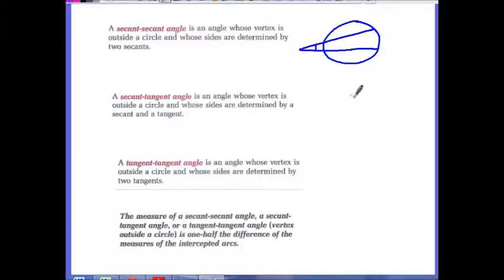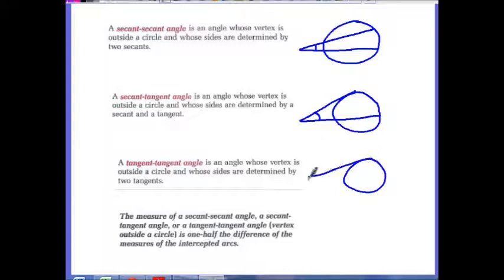Next, we have a secant tangent angle, whose vertex is outside of a circle and whose sides are determined by a secant and a tangent. So here we go. Here's our circle. Here's a tangent. Here's a secant. Here's our tangent secant angle. And last but not least, we have a tangent angle, which is an angle whose vertex is outside the circle and whose sides are determined by two tangents. So here we go. Here's one tangent. There's a second tangent. Here's my tangent angle.